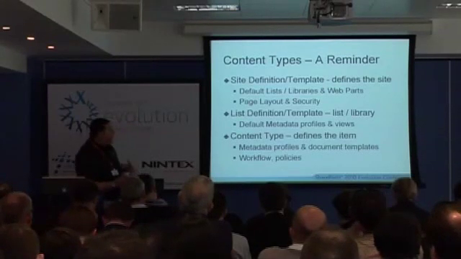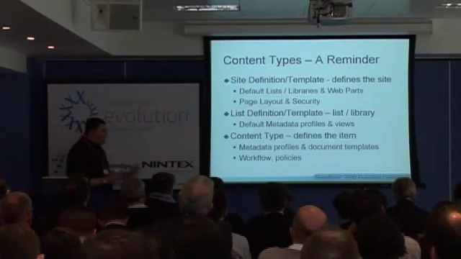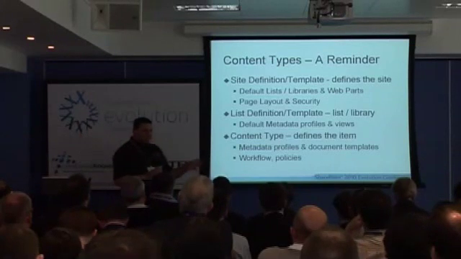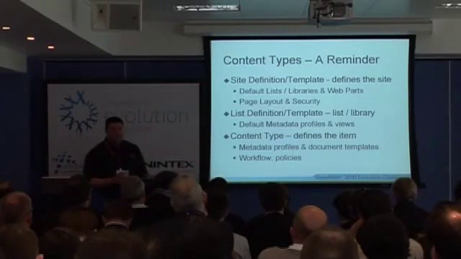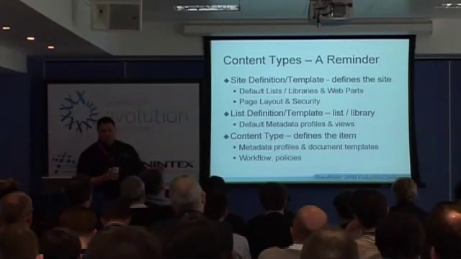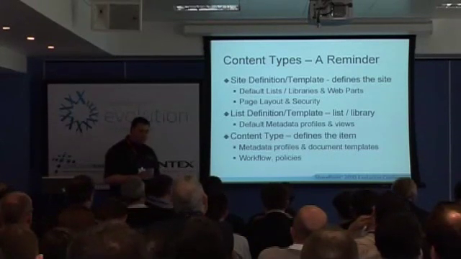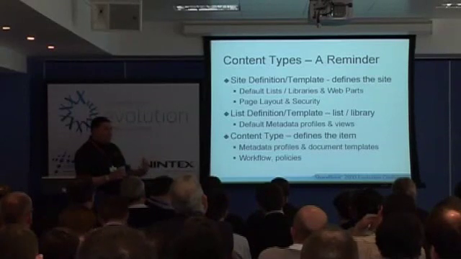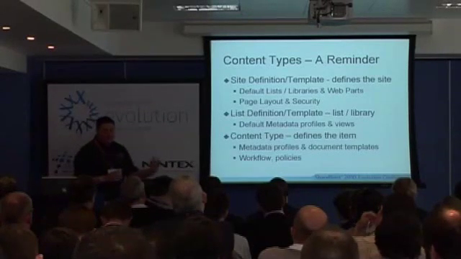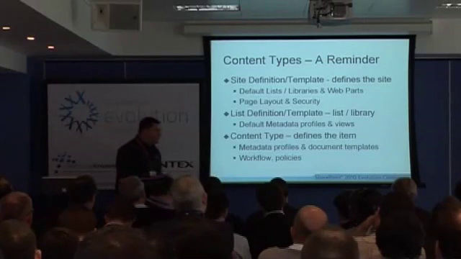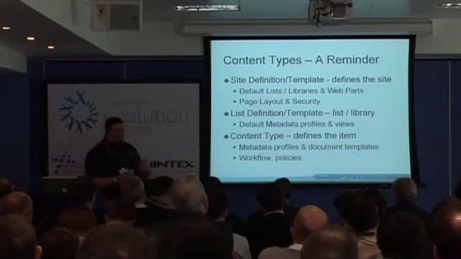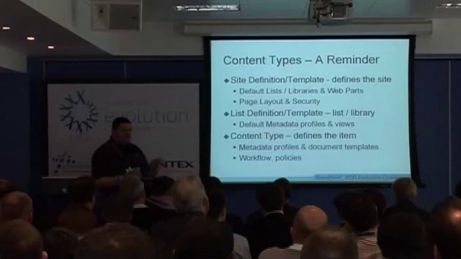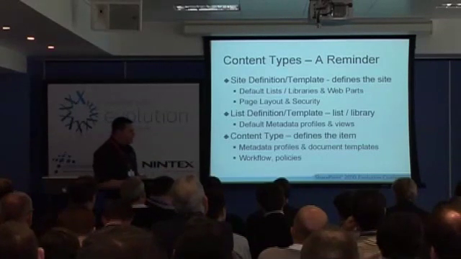But the content type is what defines the metadata used by that object. So when I create a task, I get a series of columns I need to fill out. Some of those columns are required, some of them are optional. That is defined because I'm creating a task on the system. The task is defined as a content type. If it's a document content type, the document template is defined.